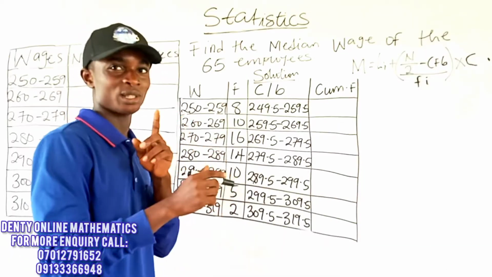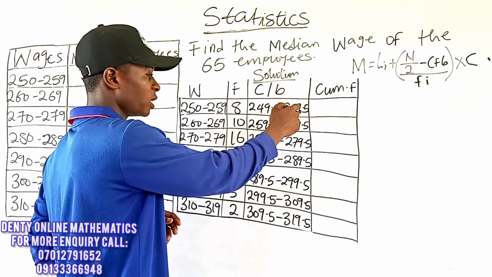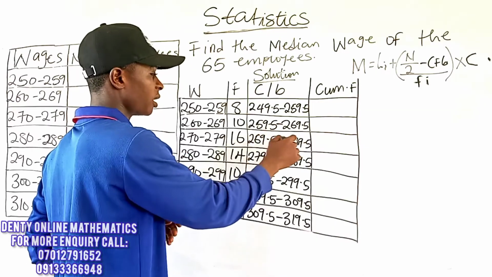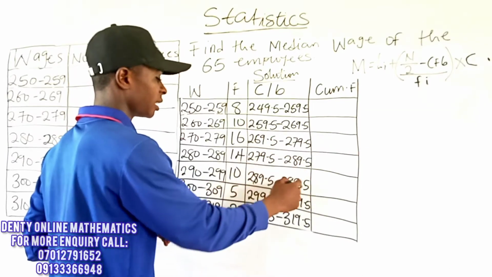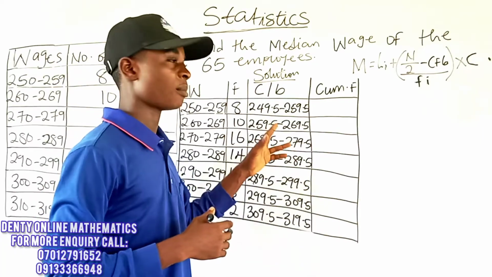Now one thing you need to notice: this upper class boundary always repeats. The upper class boundary repeats, upper class boundary repeats, like that. You see? But with constant practice, you're going to master this very well.